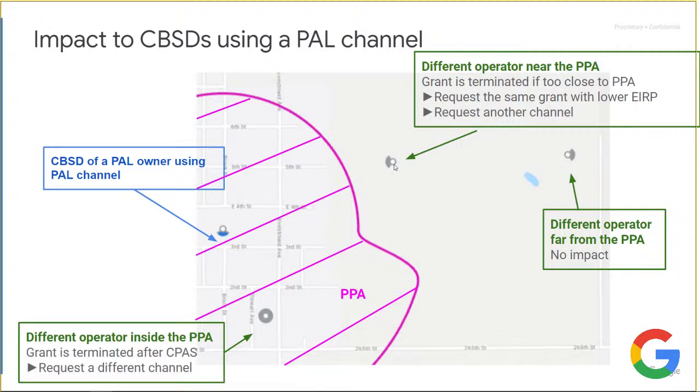So if you want to stay on the same channel, or you have to stay on the same channel for some reason, but your grant gets terminated because of a PAL issue, you can just request a lower EIRP. That essentially turns down your power a little bit so you're no longer causing interference within the PPA boundary. And that's what you'll have to do there. And Spectrum Inquiry, I think, will guide you in that case if you have access to the Spectrum Inquiry.